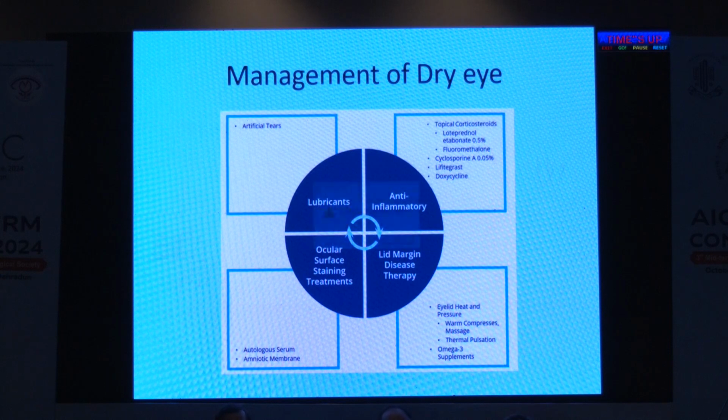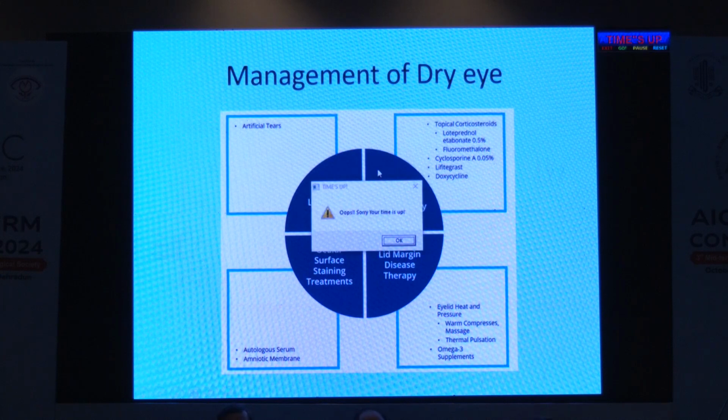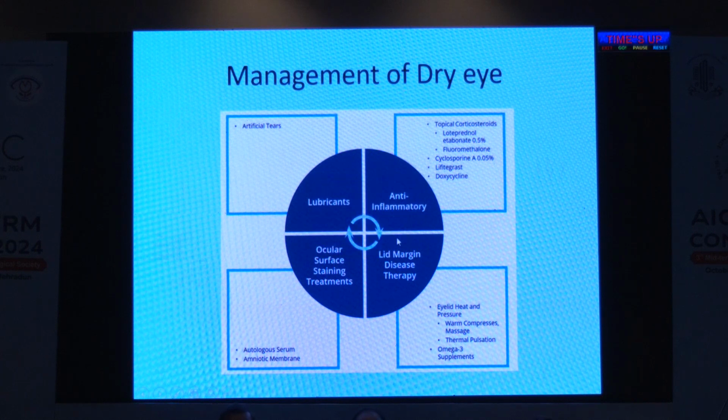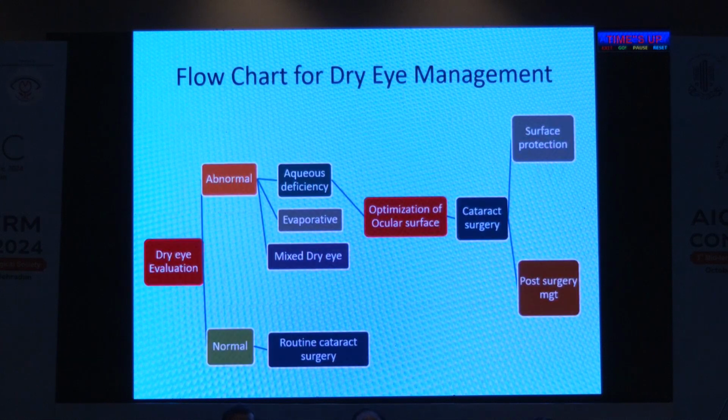Prior to surgery, most patients are pre-symptomatic for dry eye, so we have to manage the dry eye also. This is a flow chart for dry eye management for cataract surgery. If the dry eye evaluation is abnormal, then we have to optimize the ocular surface. During the cataract surgery, we have to protect the surface by using low illumination and repeated use of viscoelastic, and also go for post-surgery management of the dry eye. If it is normal, then go for routine cataract surgery.